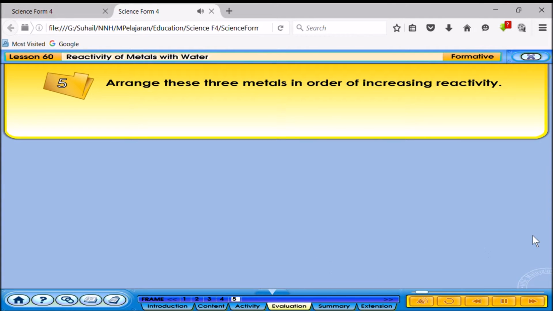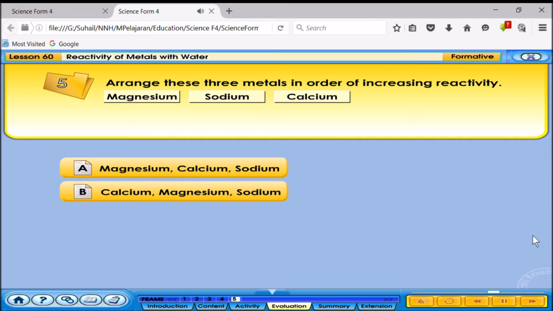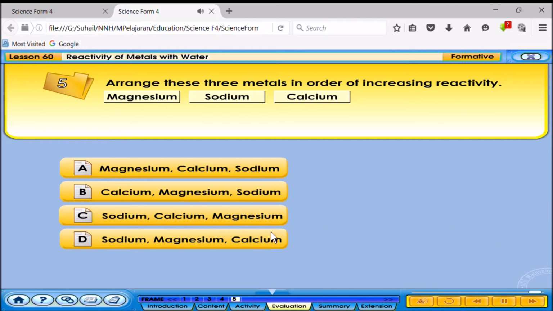Arrange these three metals in order of increasing reactivity. A. Magnesium, calcium, sodium. B. Calcium, magnesium, sodium. C. Sodium, calcium, magnesium. D. Sodium, magnesium, calcium. Your answer is correct.